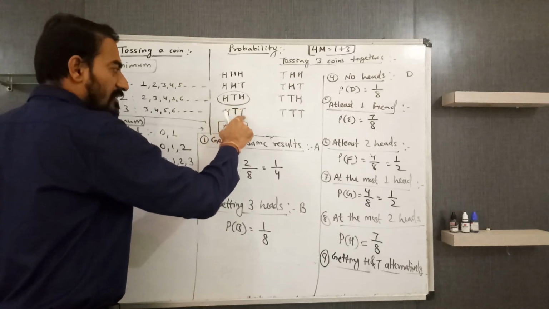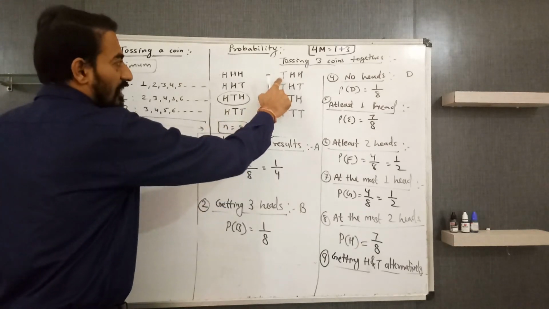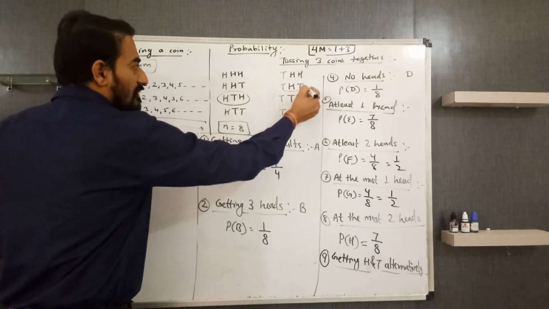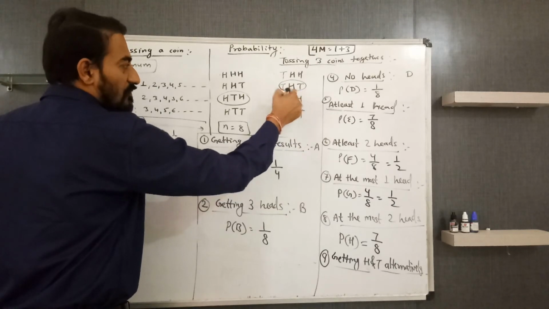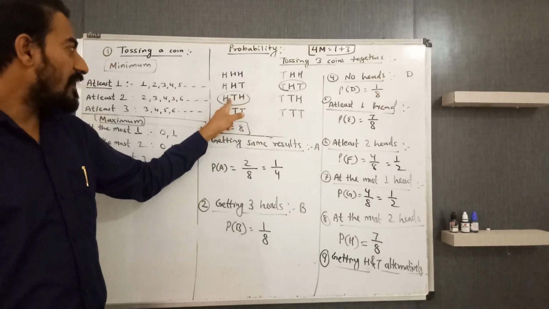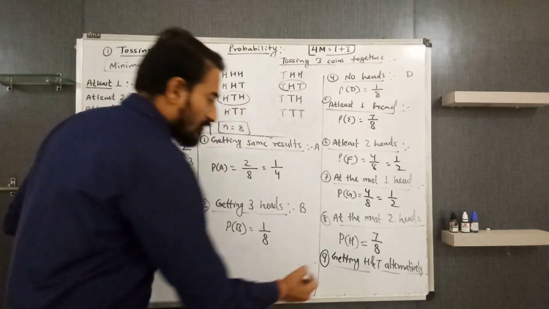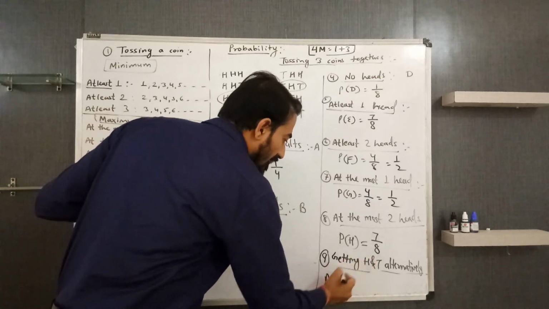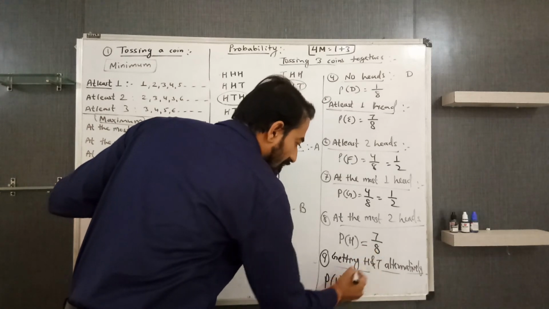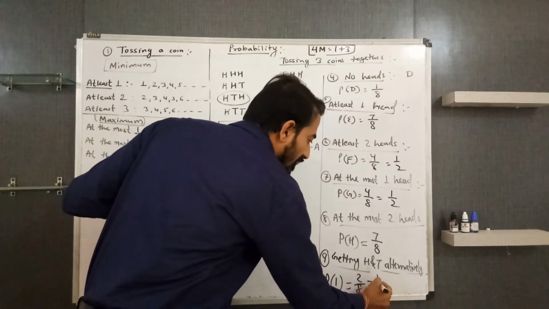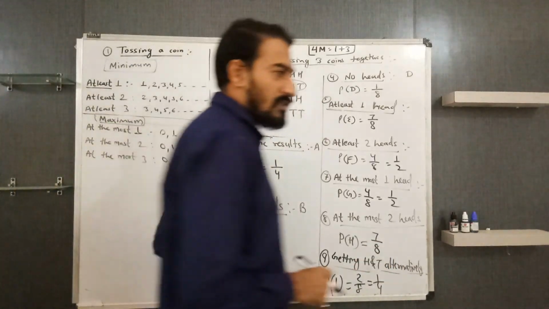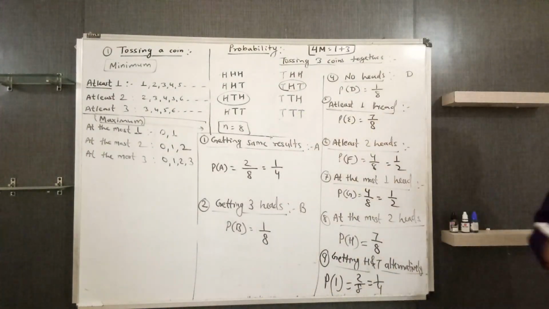Head, then tail, but again tail means it should not be taken. Tail, head, again head should not be taken. Tail, head, tail is alternate. Tail, tail, head should not be taken. Tail, tail, tail should not be taken. So how many outcomes? Two outcomes. So the probability of this event will be 2 by 8, which means 1 by 4. So like this we have discussed almost all the questions related to tossing a coin.